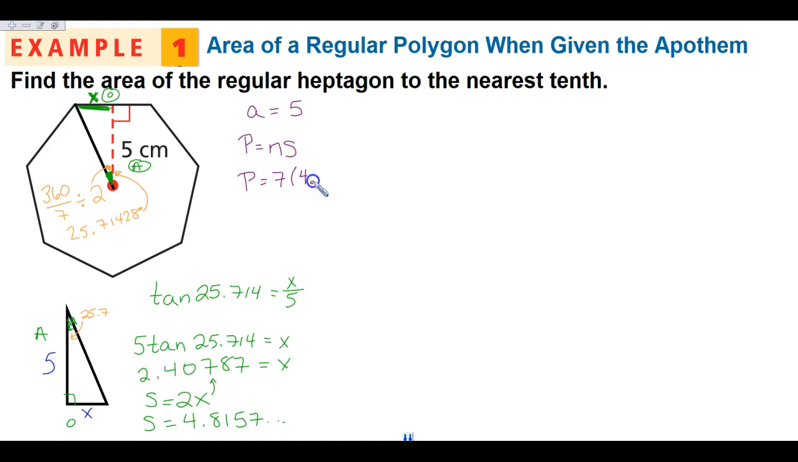So when we're looking at our perimeter, now we know our side length is this 4.8157... okay? In your calculator, you should be looking at this number. All you're going to hit is times 7, and that will give you that our perimeter is 33.7102, etc. Okay, again, you're going to leave that number in your calculator. Don't take it out.